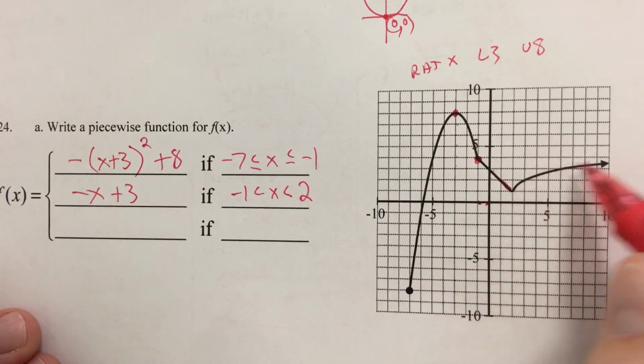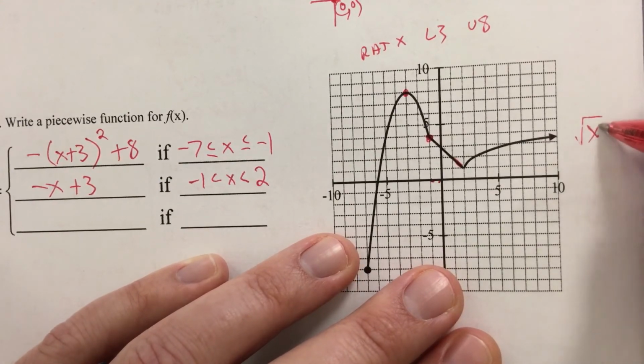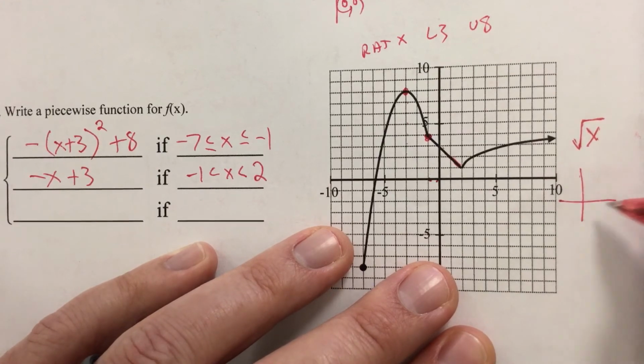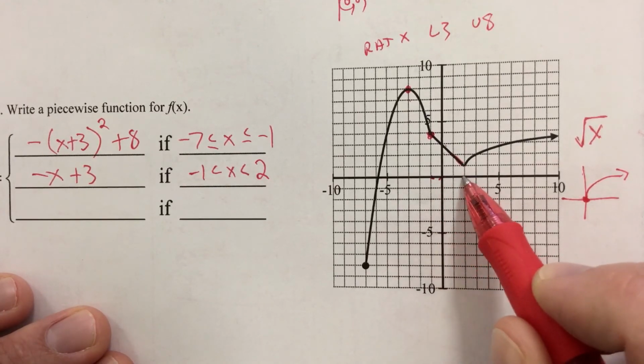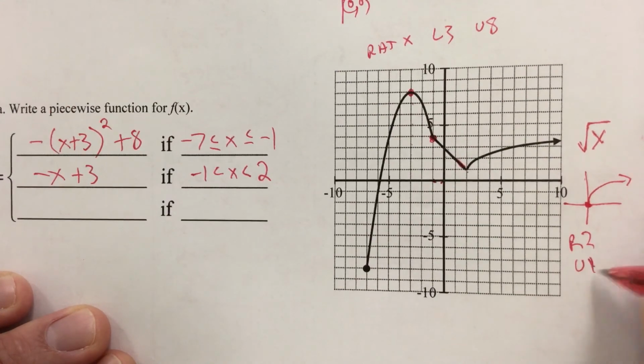And the last one is a square root function. So we know square root of x, that's the parent function. Hopefully you know that it starts at (0, 0), and that's what it looks like. That's the parent function. So we know that it moved right 2 and up 1. So this moved right 2 and up 1, this point, okay?